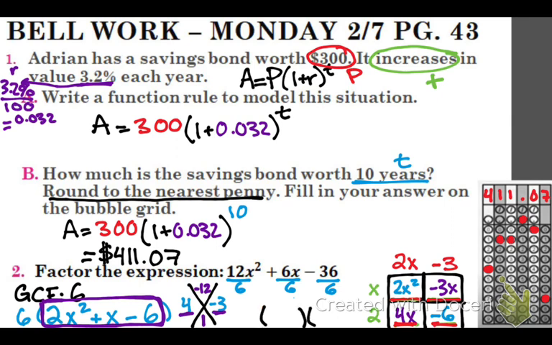So when we write our factors, we have x plus 2, 2x minus 3, and we bring our GCF down with us. What questions do we have about the Bellwork problems? We feel good about those? Okay.